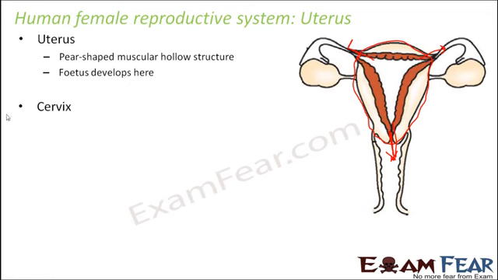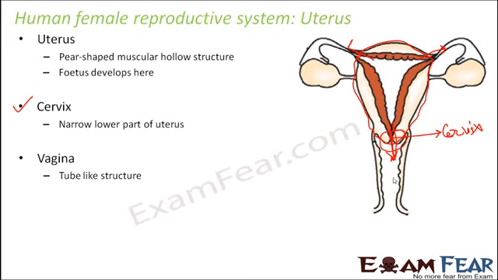Next to the uterus is a structure called the cervix. It is the narrow part of the uterus. If you see, gradually as you go down, the uterus tends to become narrow. The most narrow part of the uterus is called the cervix. And finally the last portion, that is the vagina, which is again a tube-like structure.